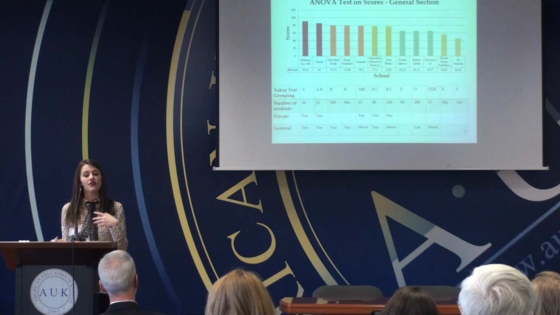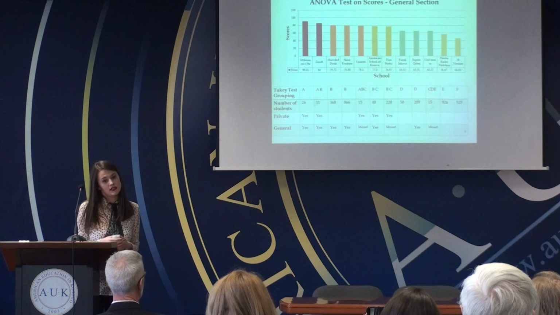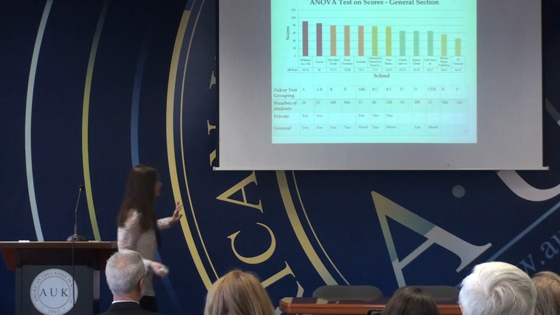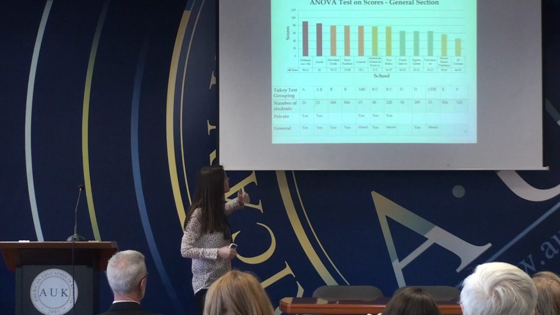The way I've used ANOVA is that I've gotten the results for different schools in Pristina. Here I have 12 schools and their scores in the Matura test exam. And I've used ANOVA in order to see whether they are statistically different. So it's a little bit messy, but I will try to explain what the picture represents. First, we have the graph. The graph has the schools in it and the scores that they've gotten.